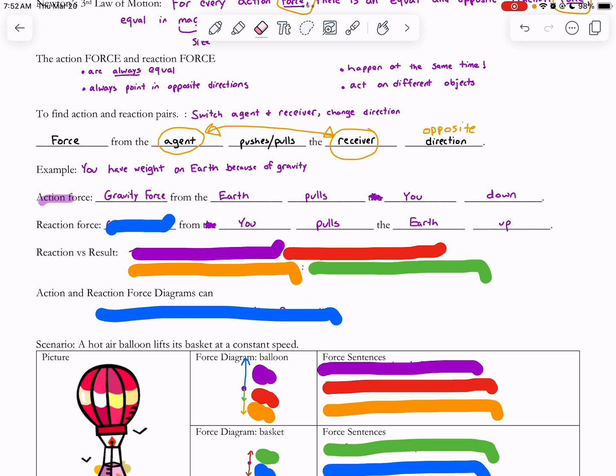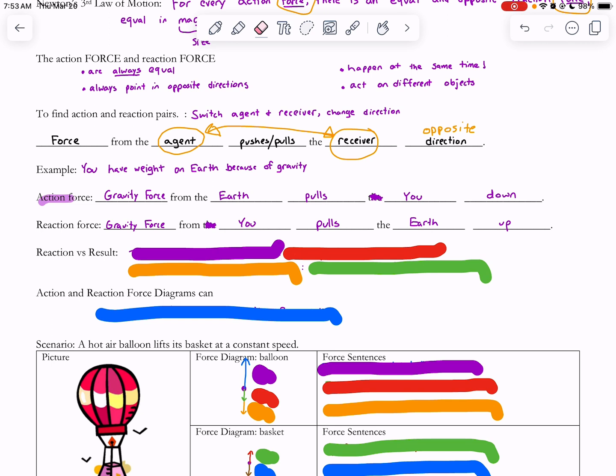Direction is now up. Instead of down, it's up. And in this one, it's still gravity. Gravity stays the same force. Sometimes the force will change. Like usually the opposite of a normal force is an applied force. Tension is often still tension. So you might have to think about what kind of force it is now that it's the reaction.